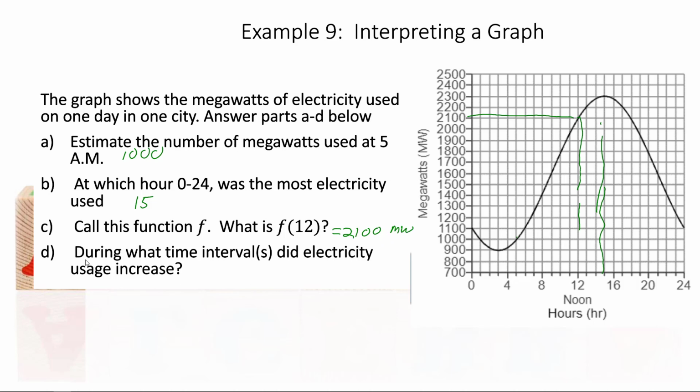And then finally, during what time intervals did the electricity usage increase? Well, for what time intervals are we going uphill? Well, this is when we're going uphill. And notice that we start going uphill here, that's at 3, and we stop going uphill here at 15. Notice here that, are we going uphill at 3? No, we're flat. What about 15? We're flat here. So the time interval is going to be the interval between 3 and 15, but it's going to be an open interval. So we will write it like that.